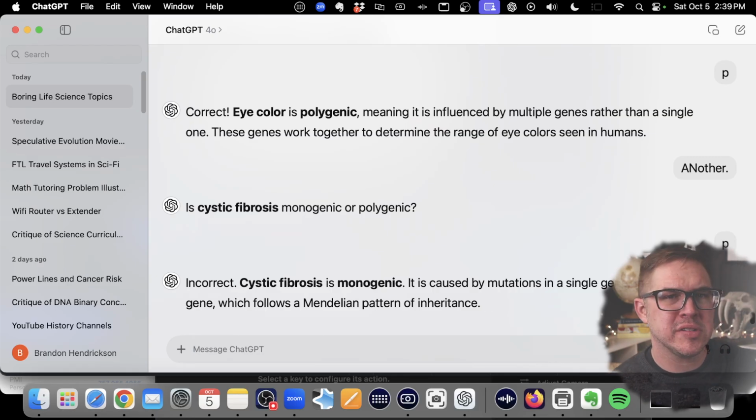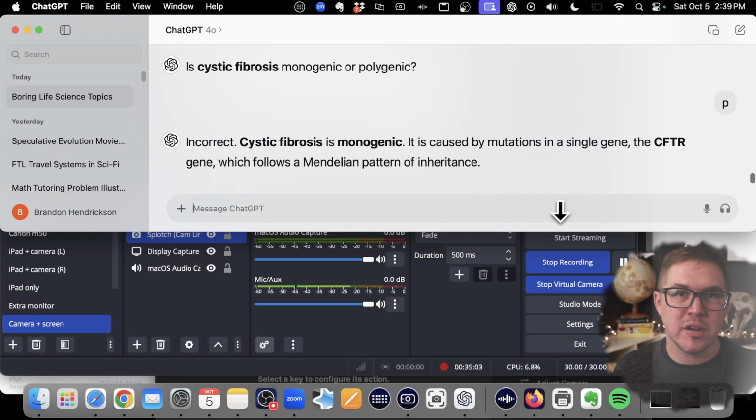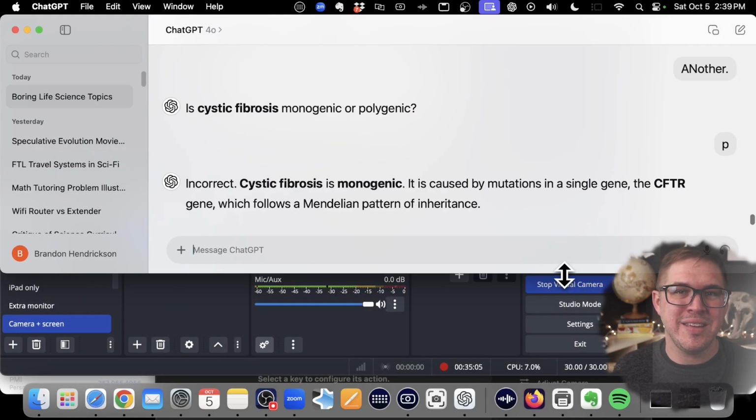Okay, so cystic fibrosis is monogenic, not monogenetic. Huh. It is caused by mutations in a single gene, the CFTR gene, which follows a Mendelian pattern of inheritance. So you either have it or you don't. You can get a genetic test, 23andMe or whatever, and you can tell whether you will get cystic fibrosis or not. Now, I'm not a doctor, but that is my understanding of how that works.